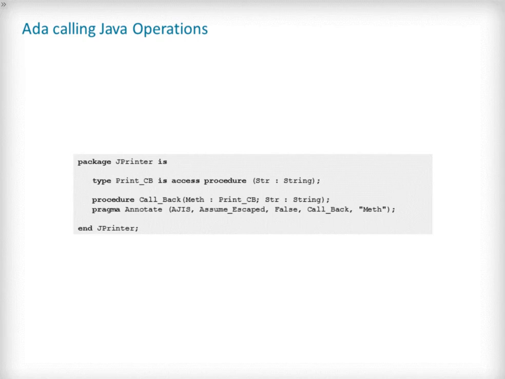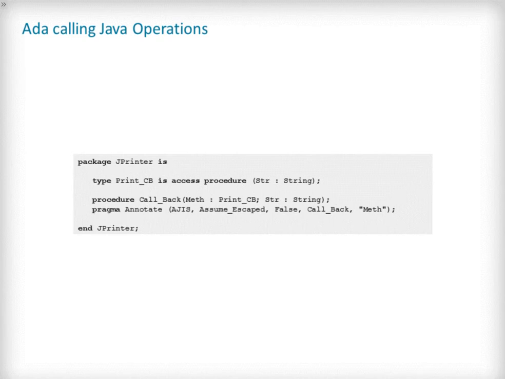It's time to look at a more advanced use of access types that allow Ada subprograms to call Java operations. Support for Ada calling Java operations is provided by access types to subprograms using a callback pattern. Here we see a package called jprinter, which provides an operation called call_back that accepts an access to subprogram parameter and a string parameter. The access to subprogram type targets a procedure that accepts a string parameter.